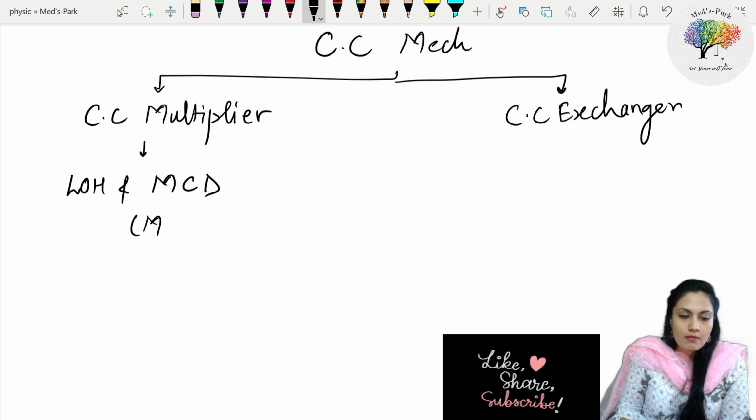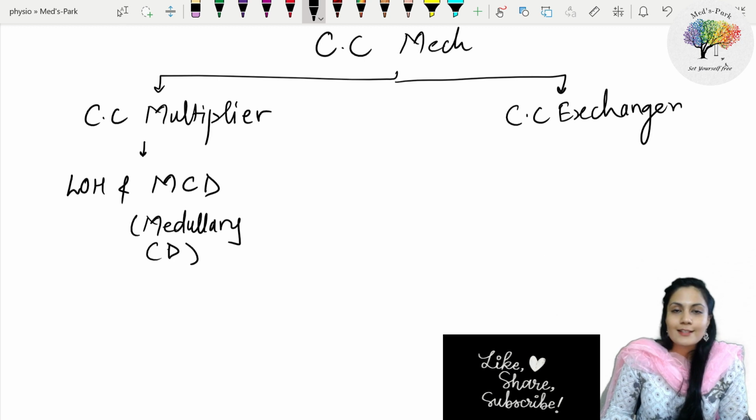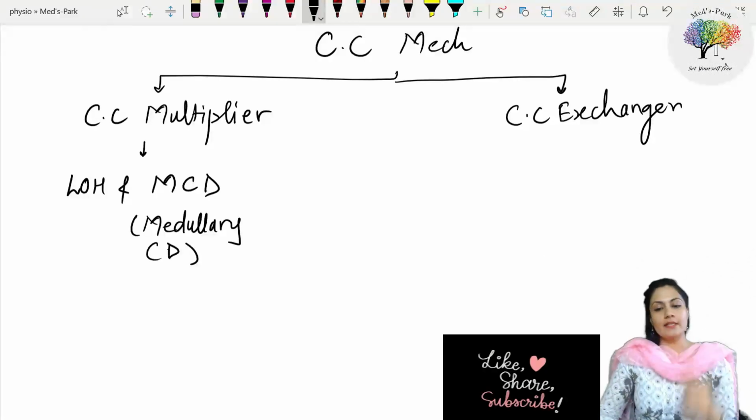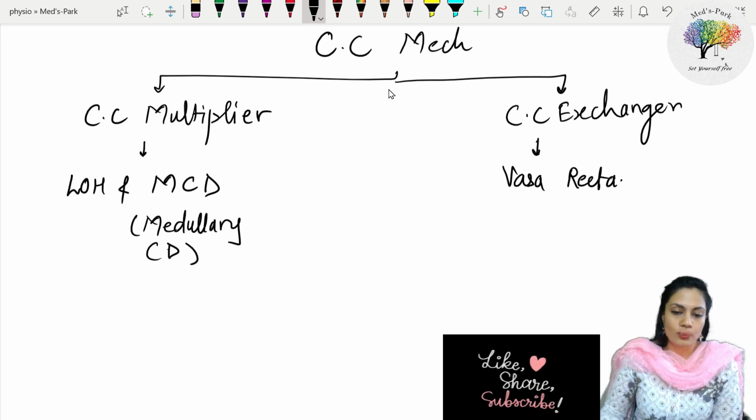Okay, so this is the medullary collecting duct. It is not the municipal corporation, it is the medullary collecting duct. Anyways, counter current exchanger. Who is the exchanger? Vasa recta. We are going to talk about it also.